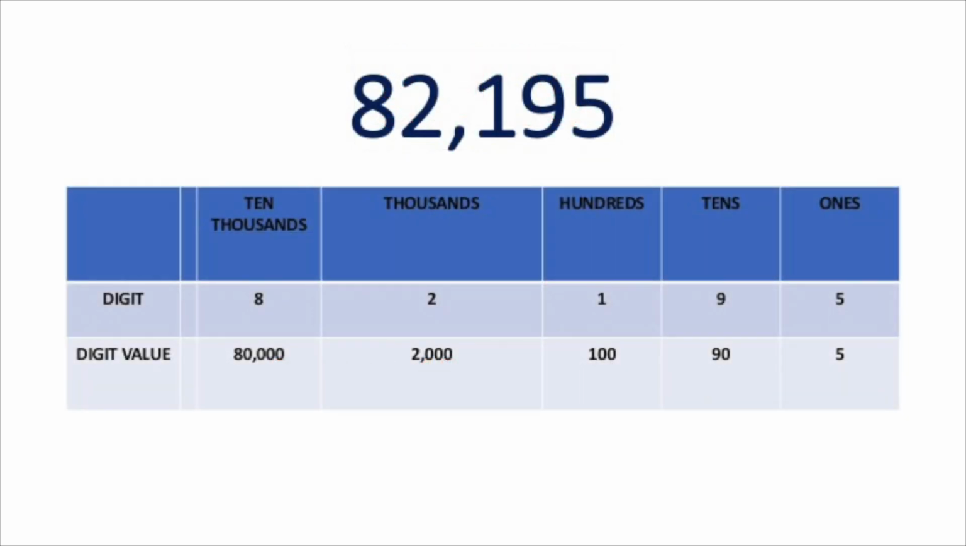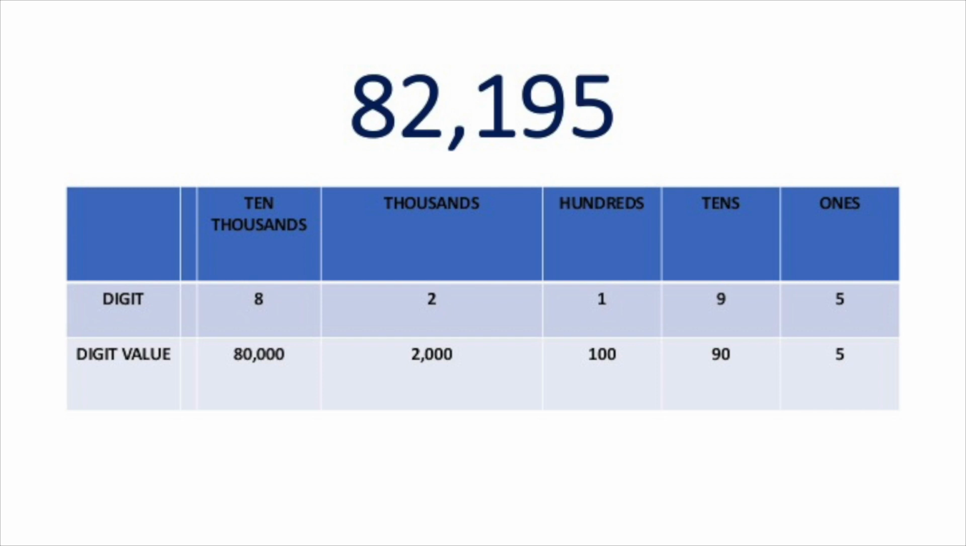What number can you see? 82,195. Excellent. Any zeros this time? No. So that means we need to calculate all 5. So first of all, we can start with the largest column each time. What's our largest column in place value? 10,000. How many times? 8. So 10,000 times 8 equals 80,000.